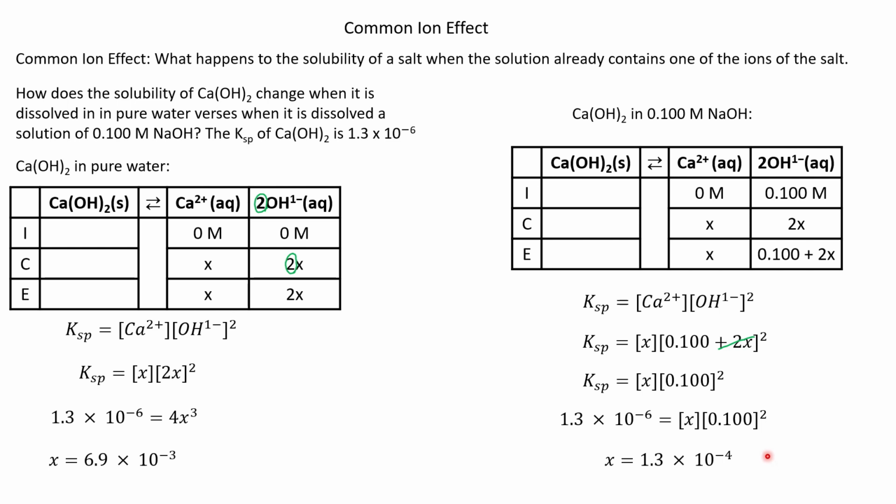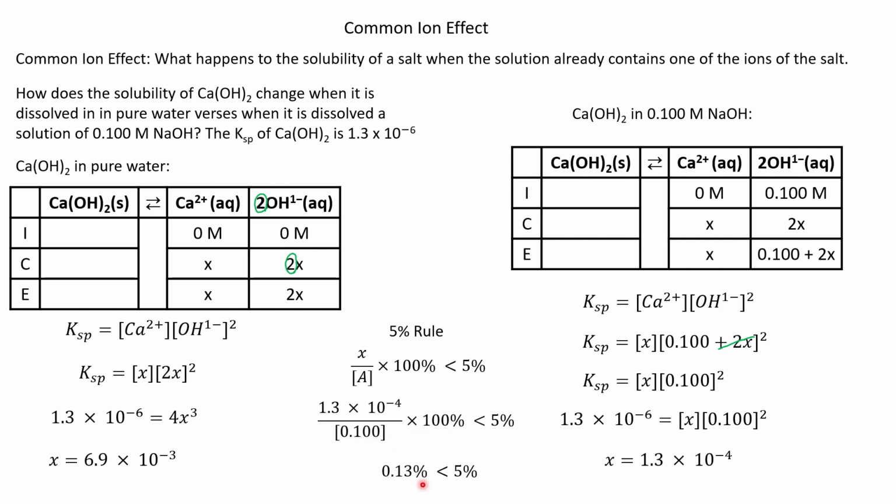Now let's double check my assumption up here that I can drop my plus 2x by using the 5% rule. Now the 5% rule says that my value of x over my initial concentration times 100% should be less than 5%. So for this calculation, here is my value for x. My initial concentration, of course, was 0.1 times 100%, and that gives me 0.13%, which, yes, is less than 5%. So my assumption is valid.